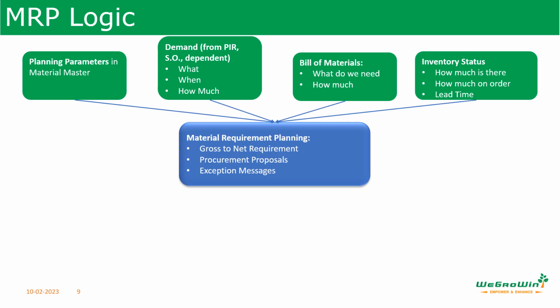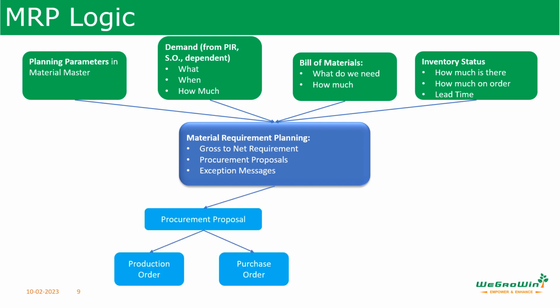Based on these inputs, the system will arrive at the gross requirement, and then it will consider the inventory available, then it will reach the net requirement. So with these, the system will give a procurement proposal which will be converted into a production order or purchase order.